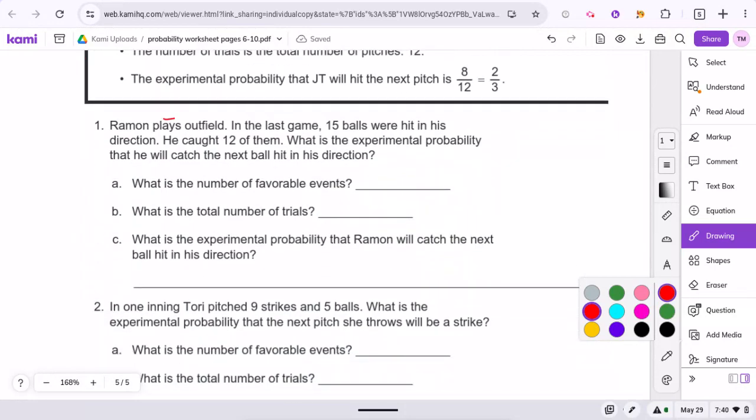So this one says Ramon plays outfield. In the last game, 15 were hit in his direction, and he caught 12 of them. What's the experimental probability that he will catch the next ball hit in his direction? So favorable events were 12. Total number of trials was 15. So you can put this as a fraction. 12 of 15 were favorable. Then you can divide. You'd get 0.8 or 80%.